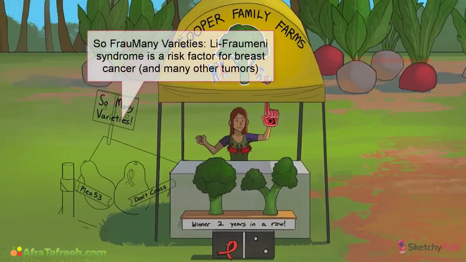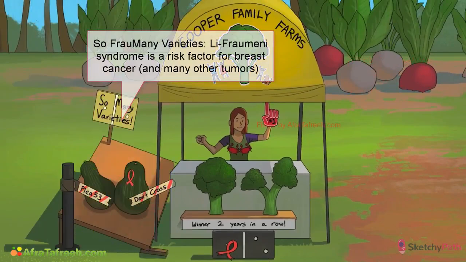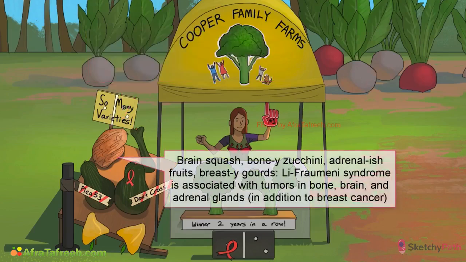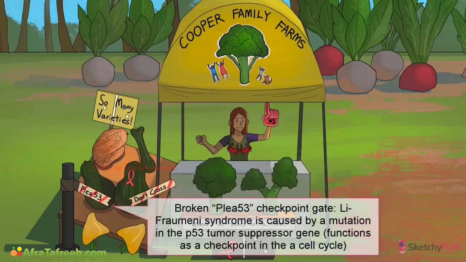Another important genetic risk factor for breast cancer is Li-Fraumeni syndrome. Just check out that table of giant award-winning gourds. They're all very interestingly shaped. There's a wrinkly old brain squash, a bony zucchini, a pair of breasty gourds, and a couple of triangular, adrenal-ish fruits. Let them remind you of the different tumors commonly acquired by patients with Li-Fraumeni syndrome. Li-Frau-many different tumors. Ha! Someone stayed up all night writing that.